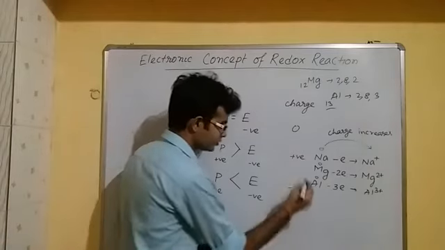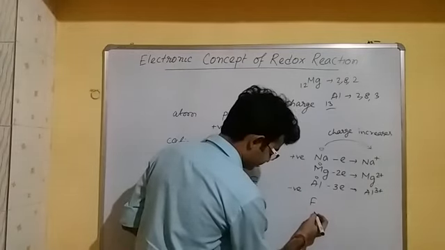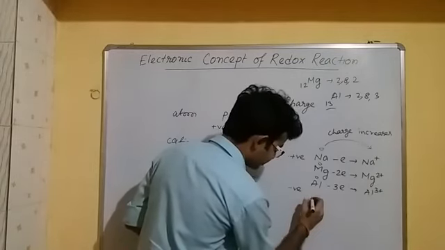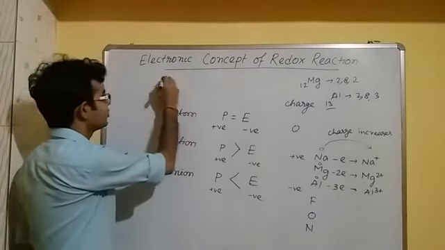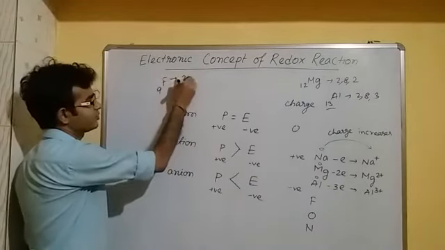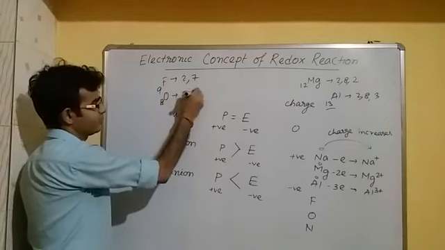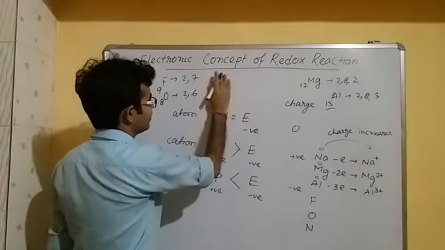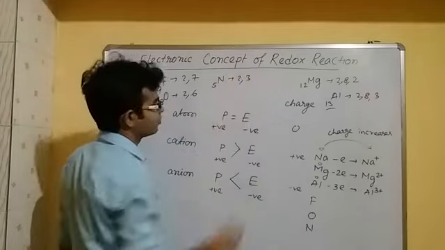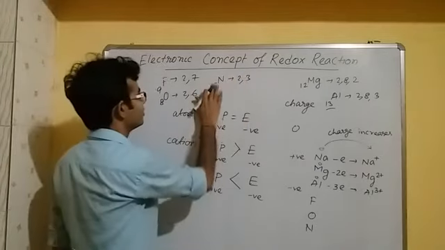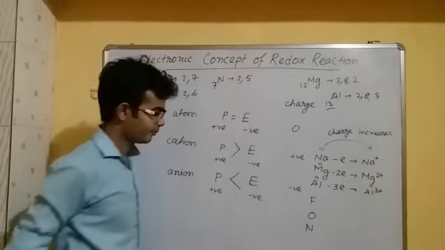Next, suppose we are discussing fluorine, oxygen, and nitrogen. We know the atomic number of fluorine is 9, with electronic configuration 2,7. Oxygen, atomic number 8, has electronic configuration 2,6. And nitrogen, sorry, atomic number 7, has electronic configuration 2,5.